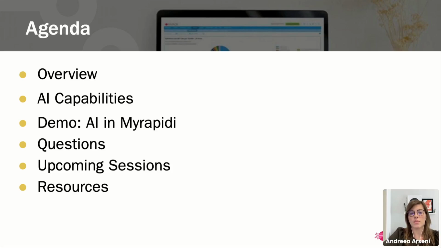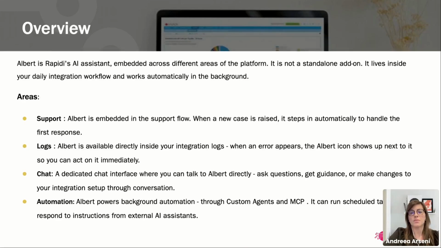So let's talk a bit about the overview. When it comes to Rapidi, we want to talk about Rapidi's AI assistant. He's called Albert, and you will see Albert across different areas of the platform. It's not an add-on or anything, it's just embedded within the platform, and it will help users to use the platform better, or to troubleshoot, or do many other things. And of course, there are certain areas where we already see Albert right now.